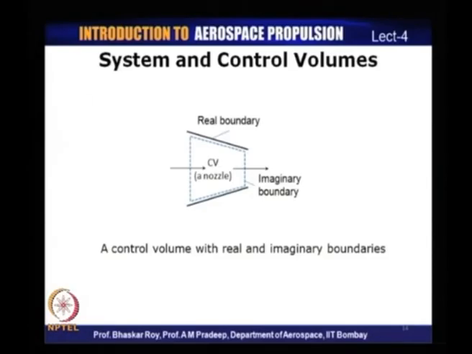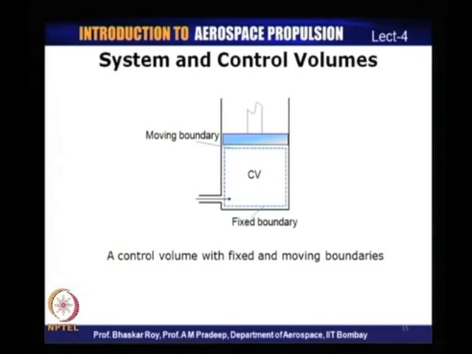An open system is also usually referred to as a control volume, which has both real as well as imaginary boundaries. Now, let us look at an example which combines the previous example as well as this example in some sense, because you have an open system here with a moving boundary. We had already seen an open system which has real and imaginary boundaries, and here we have a control volume which has both fixed boundaries as well as a moving boundary.